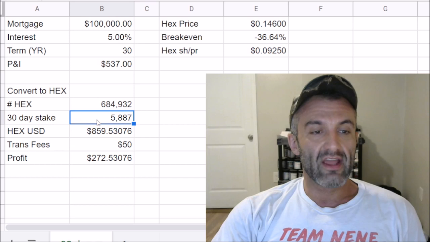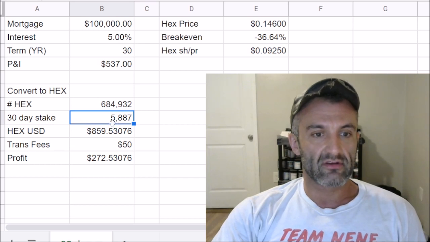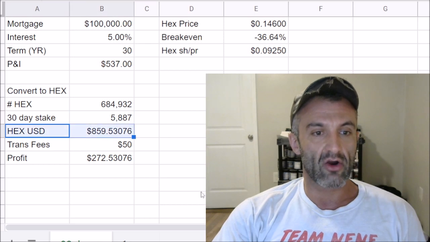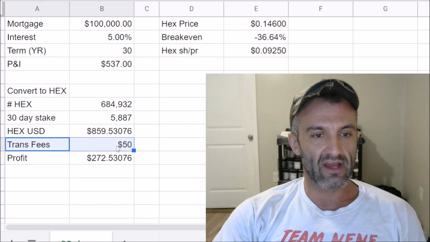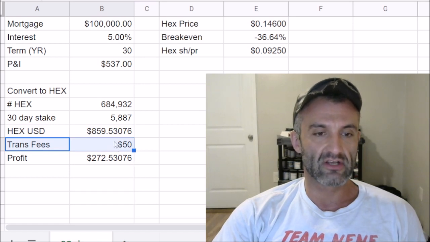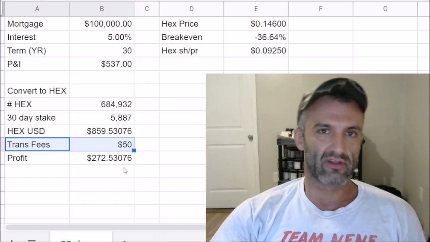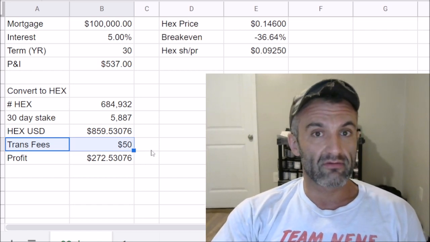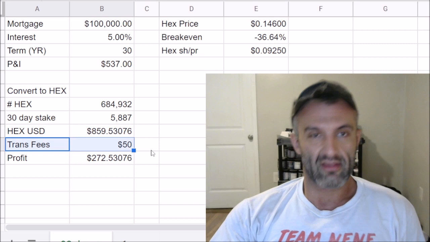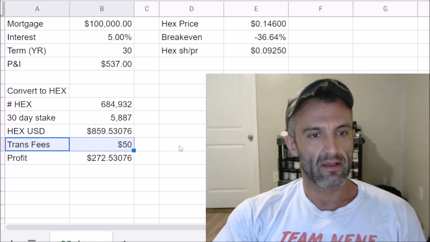So a 30-day HEX stake gives us almost 6,000 new coins, which translates to $859. Remember, the cost on this is $537. We're making $839. We did not factor in transaction fees. So if you factor $50 for a couple of moves, and right now they seem to be lower than $50, maybe this is conservative.